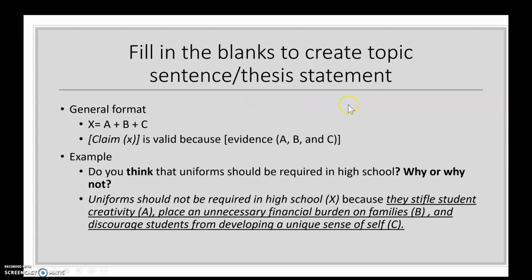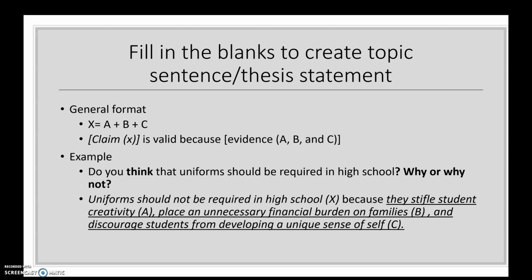So then you're going to use the blanks to create a topic sentence, and this is actually the same format we will use for a thesis statement later on. So the general format is X equals A plus B plus C. So the claim is X is valid because of evidence, and evidence is A plus B plus C.